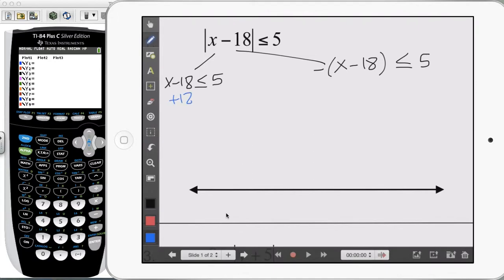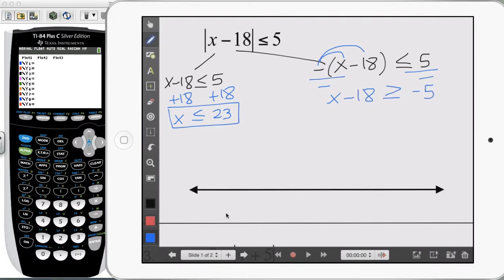So let's start. You add 18 to both sides. So x is going to be less than or equal to 23. That's going to be your first one. And the second one, you can either distribute the negative, or you can from the beginning divide everything by negative, and you're going to get x minus 18 to be greater than or equal to negative 5. You can do that right from the start. Add 18 to both sides, and then x would be greater than or equal to 13. So that's going to be your second one.